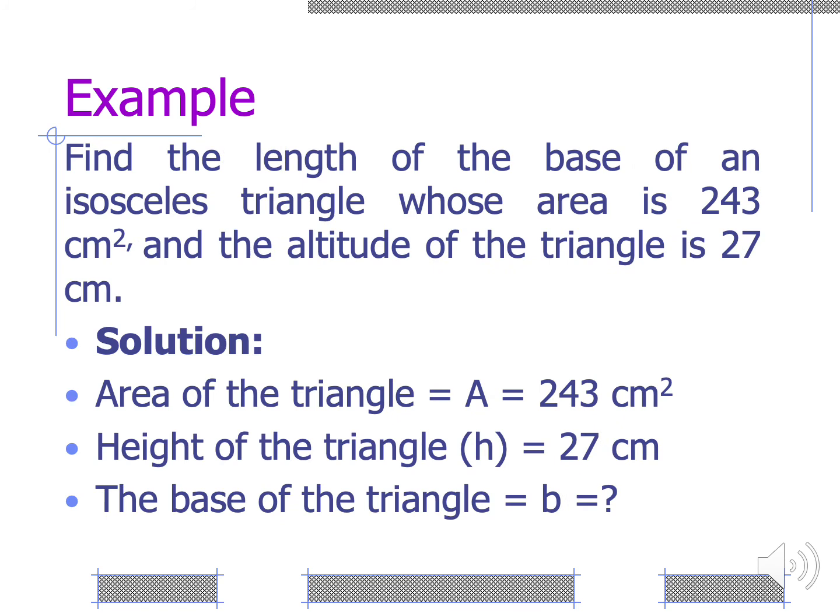Another example, so you are going to find the length of the base of an isosceles triangle. An isosceles triangle is a triangle in which two sides are equal. So you're going to find the length of the base if the area of that isosceles triangle is 243 square centimeters and the altitude is 27. So what are we given? We're given the area and we're given the altitude or the height. So we need to find the base. So this is the solution.